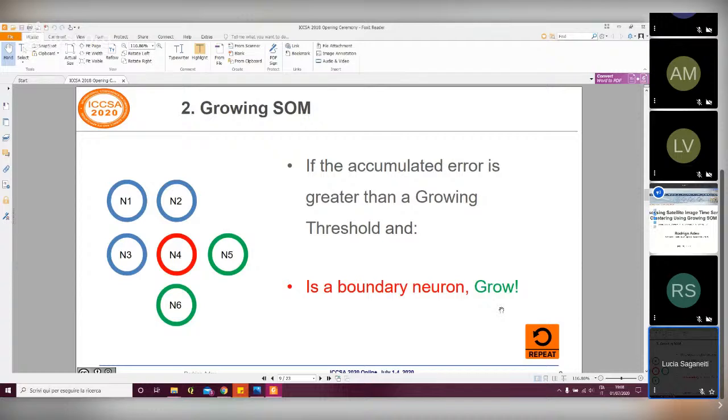The other condition, on the next slide, please, is when a neuron is not a boundary neuron. So in this case, the neuron 4 already has neighbors in all the directions. So we spread the error over these neurons to create conditions to spread the network in the future. And this algorithm will run several times, growing the network based on the data that was inputted. The next one, please.